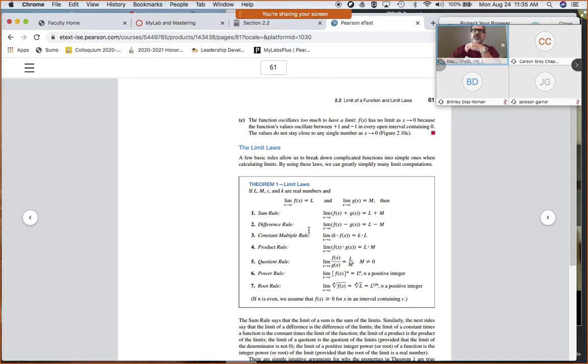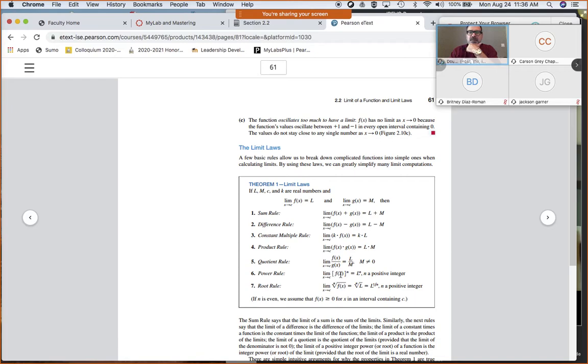Alright, so here are the limit laws. The sum rule. If I have two functions and they each have a limit, and I add those two functions together here, I can add their limits together. If I want the limit of the two functions subtracted, I can subtract their limits. If I want the limit of a constant times the function, I can multiply the constant by the limit of the function. If I want the limit of the two functions multiplied, I can multiply their limits together. If I want the limit of the two functions divided, I can divide their limits so long as the bottom limit's not 0.